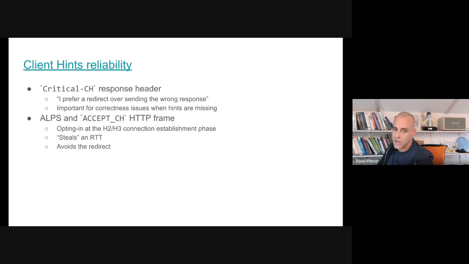And then a second proposal called ALPS and an ACCEPT_CH HTTP frame, which is essentially performing the client hints opt-in as part of the H2 or H3 connection establishment phase, effectively stealing an RTT and avoiding the need for a redirect. So the opt-in is performed before the very first request is ever sent.